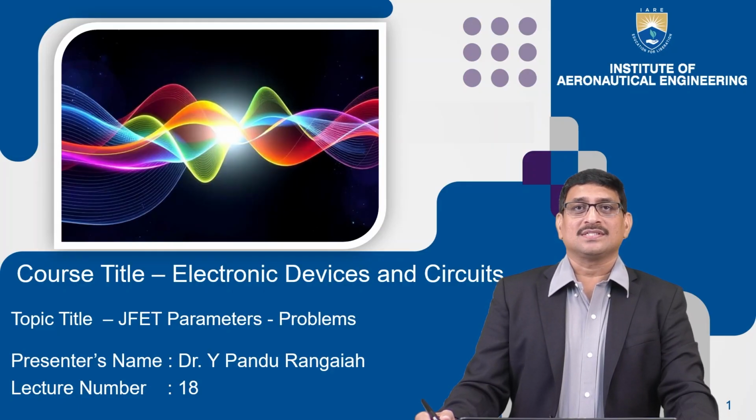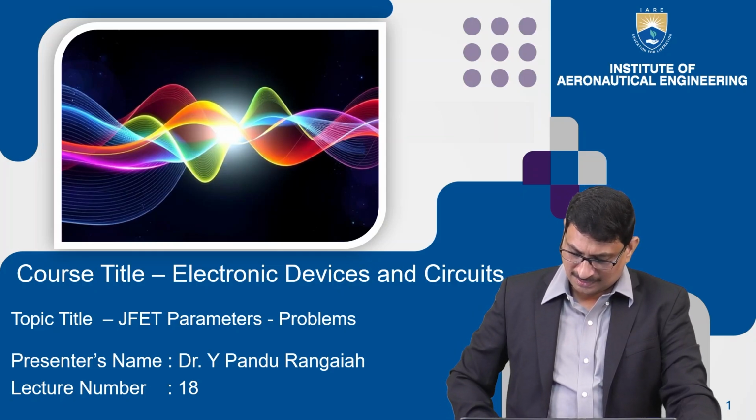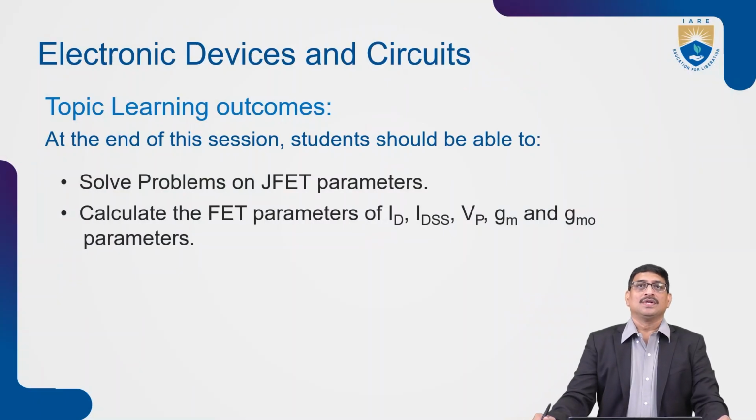Today's topic is the junction field effect transistor and its problems on parameter calculations. After completion of this session, the students will be able to solve the problems on JFET parameters, and they can also calculate the parameters of the drain resistance, transconductance, amplification factor, pinch off voltage, the drain source saturation current, the VGS, the transconductance at VGS equal to 0. All these are parameters and how to calculate, and we'll do that by doing some example problems.